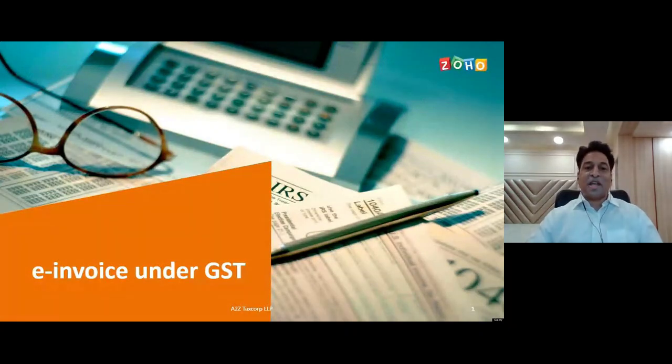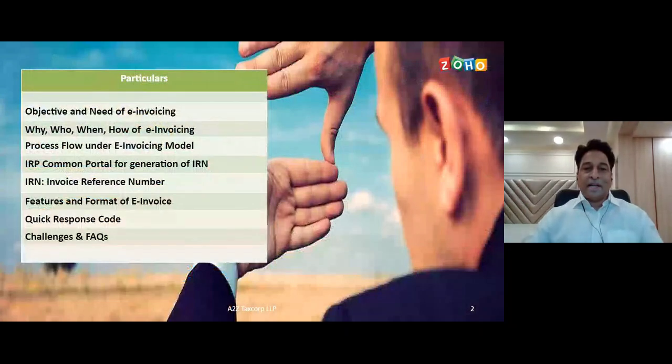In this presentation, I'm going to cover the important aspects. What is the need of e-invoicing in the GST regime? As such, we are all filing GSTR1, which gets auto-populated in GSTR2A. Now we have another form, GSTR2B, for availing credit with the eligible and ineligible credit. But why then is e-invoicing important? What are its objective and need?